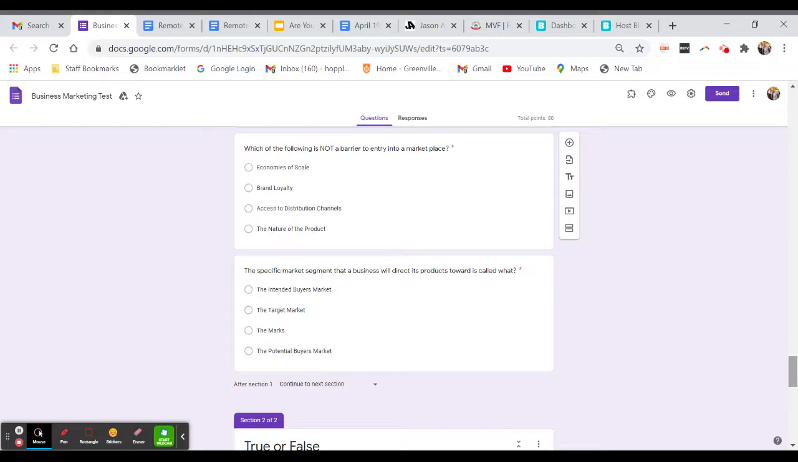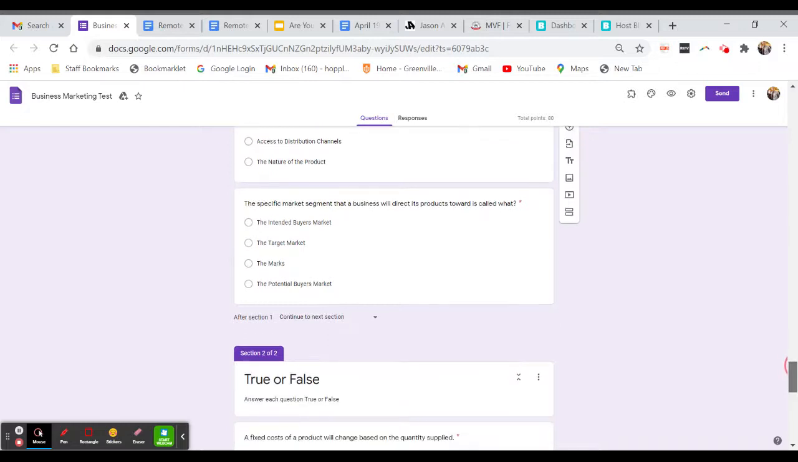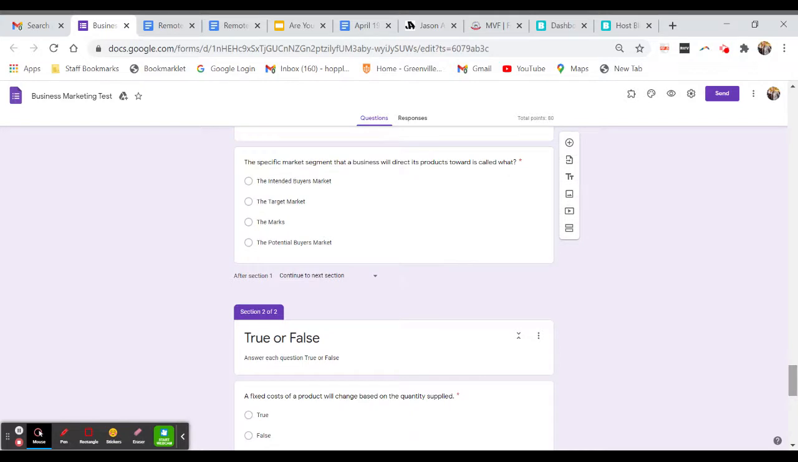Which of the following is not a barrier to entry into a marketplace? Economies of scale, brand loyalty, access to distribution channels, or the nature of the product? The specific market segment that a business will direct its products toward is called what? The intended buyer's market, the target market, the marks, or the potential buyer's market?